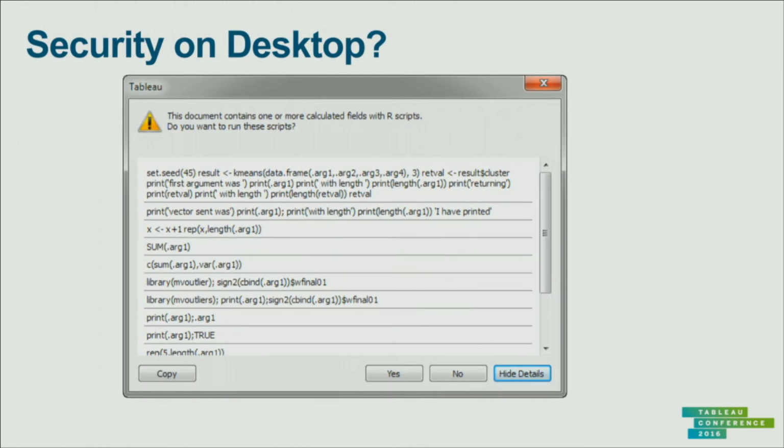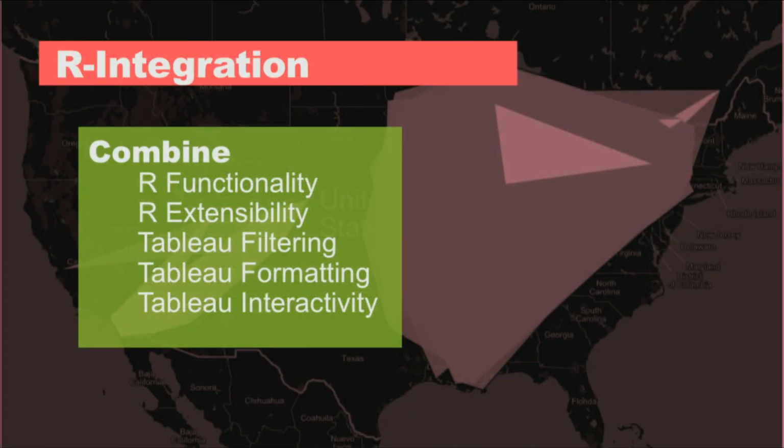One second, almost done. Security on desktop is pretty easy. Whenever you open a workbook, if it has an R script in it, it tells you. You can actually look at what all of the code is, so you can go and read it and say, do I want to run this or not? And if you say no, it won't run. You can always enable it later if you decide yes. So R integration: great R functionality and R extensibility combined with Tableau formatting, Tableau filtering, and interactivity. It adds a lot of value to both. Okay. Thank you.